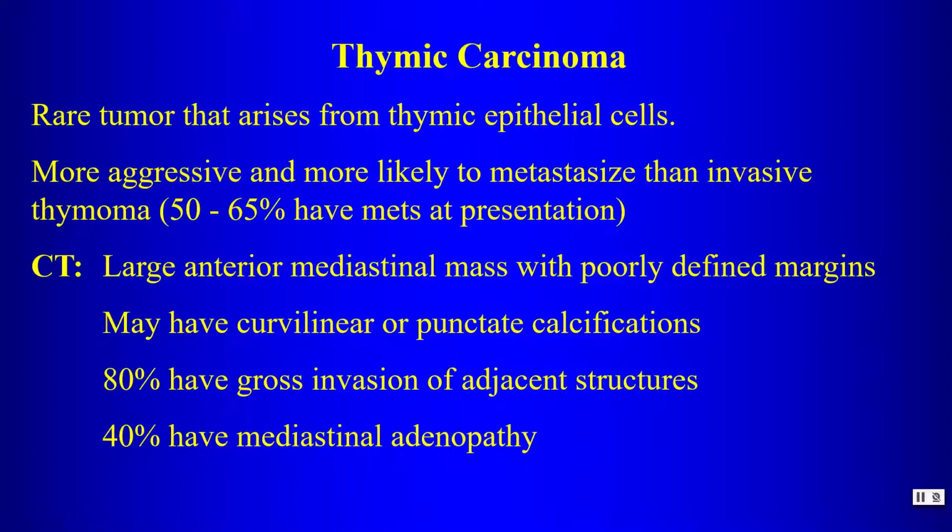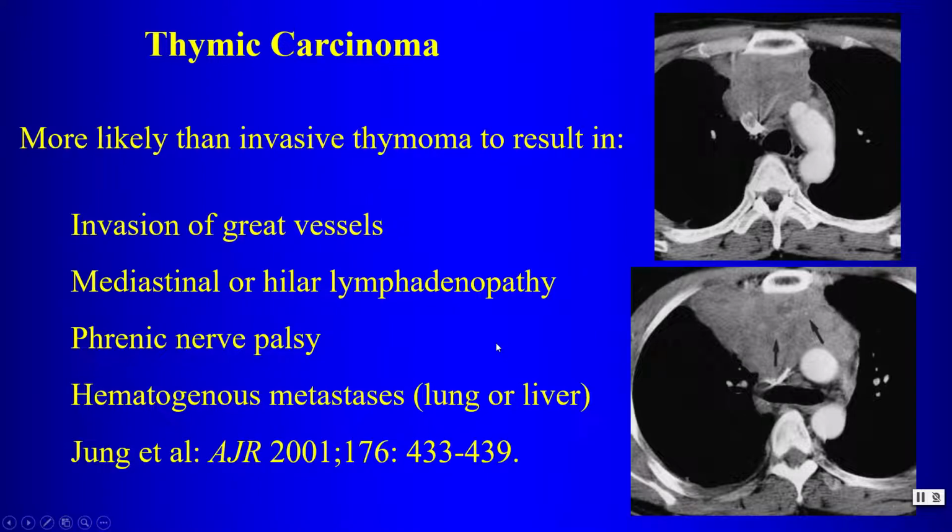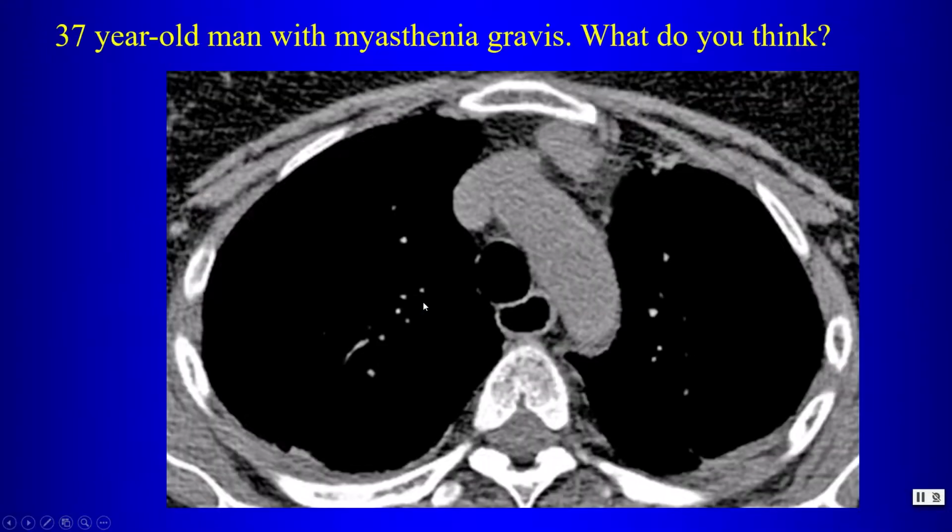This tends to be more invasive than invasive thymoma, so it can cause obstruction of the superior vena cava, and also it's more likely to give you hematogenous metastases, so you may have lung nodules or mediastinal lymphadenopathy. So thymic carcinoma is more likely than invasive thymoma to result in invasion of great vessels. Here we have a thymic carcinoma. Here there's some extension with impressive narrowing of the superior vena cava. It is more likely to give you mediastinal or hilar lymphadenopathy, can give you phrenic nerve palsy, and also hematogenous metastases to the lung or the liver.